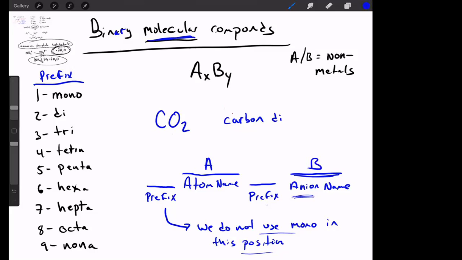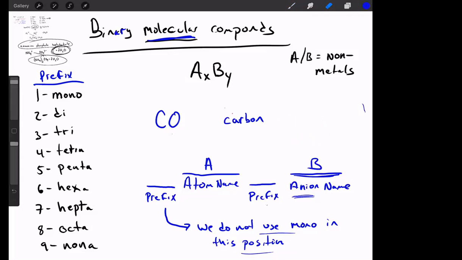So what is this? This is carbon di. What's the name of the ion from oxygen? Oxide. So this is carbon dioxide. Now, what if I change the formula just a little bit? What if I change it to be CO? Then this is not carbon dioxide anymore. Now it's carbon monoxide. Notice I didn't write mono-oxide, right? Two O's in a row isn't going to happen. So it's carbon monoxide.